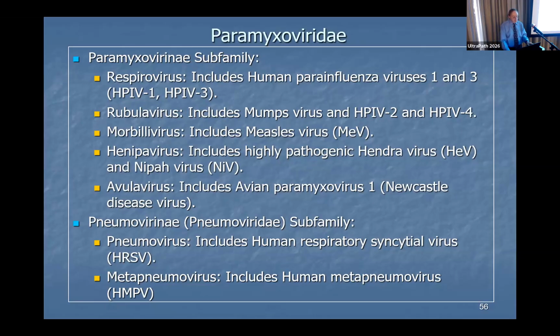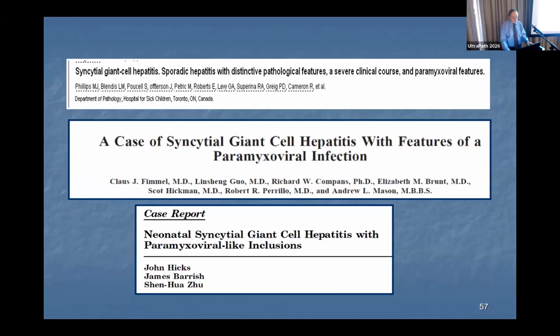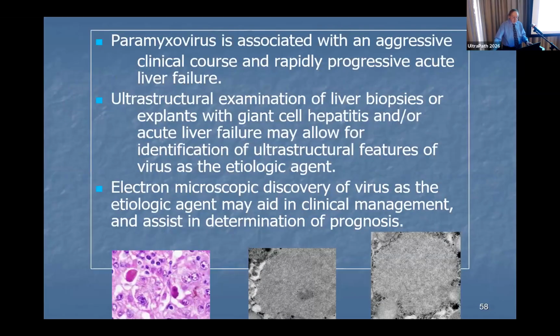So these are some of the viruses that you see in the Paramyxoviridae. And of course, syncytial giant cell hepatitis with paramyxo-like viruses has been described in the past as well, similar to what I have shown you there. Paramyxovirus can be associated with an aggressive clinical course and rapid, aggressive acute liver failure, as we saw.